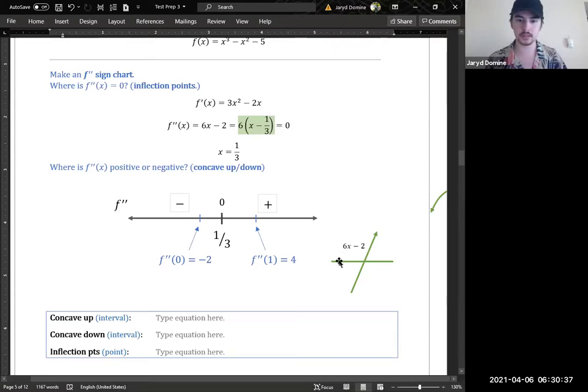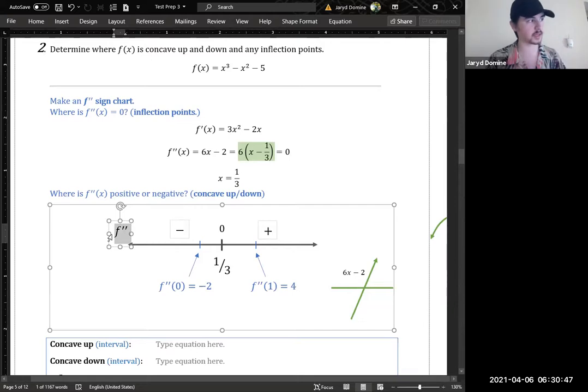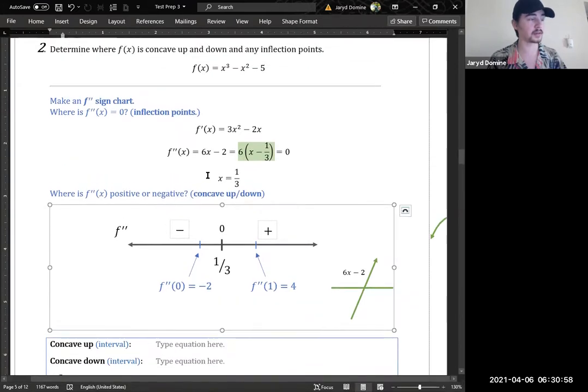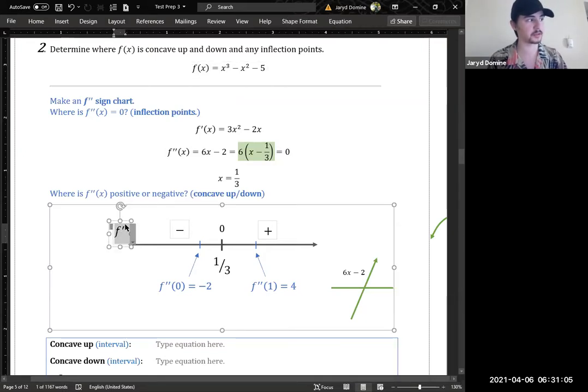Let's see, I got a question. Do you plug into the original function or the derivative? All right, so we're looking for the sign of the second derivative. So you plug into the second derivative. We want to know the sign of the second derivative, right? Later on, if you're trying to get a point on the curve, you plug into f. But when you're trying to get a sign chart, you plug into the thing you're getting a sign chart for. So in this case, it's the second derivative.